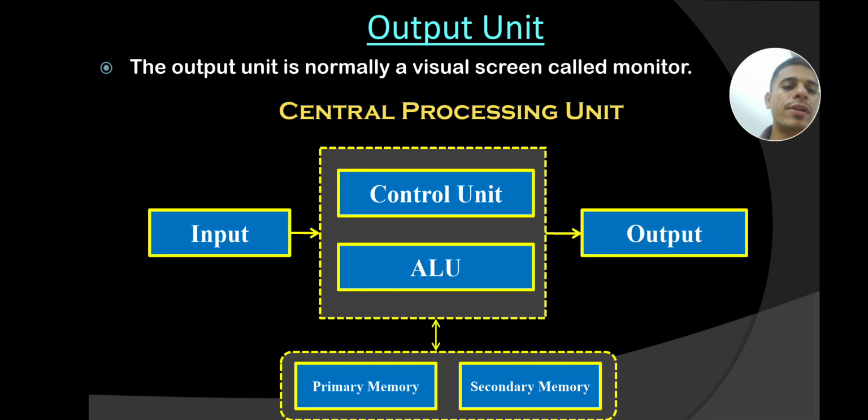Every unit, whether the input unit, memory unit, output unit, or arithmetic and logical unit, is connected with one single unit, that is your control unit. And when the control unit and ALU combine, you know very well that it is considered the central processing unit, right? And that is the brain of a computer, right?